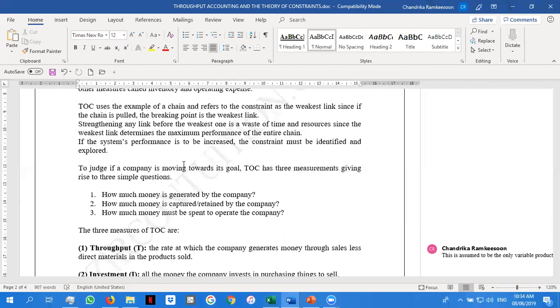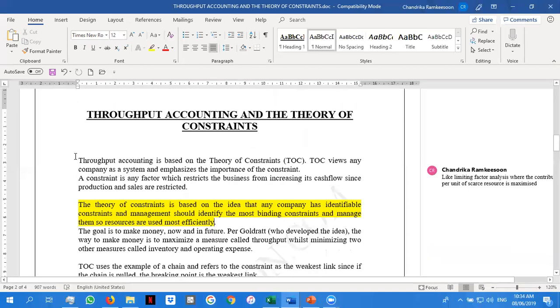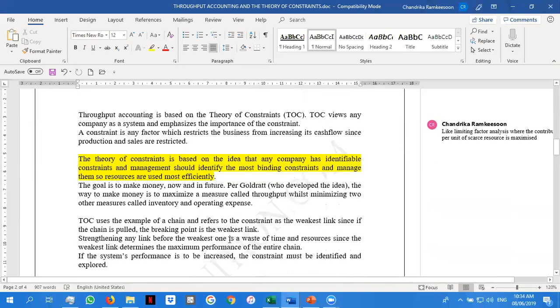The theory of constraint relies on the use of 3 measures. Now remember, you were told at the start throughput accounting is based on the theory of constraints. So the constraint is the limiting factor. The accounting part is how we account for the limiting factor, how we show the financial consequences of there being a limiting factor. Because of course, accounting involves calculations and figures.